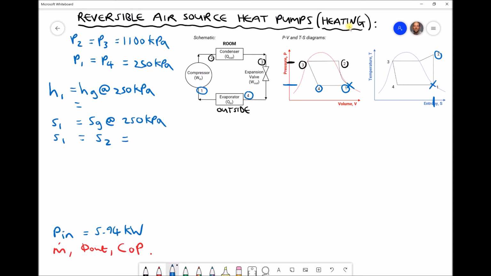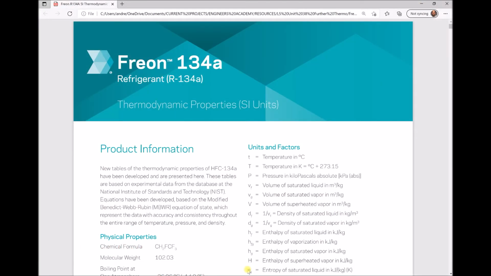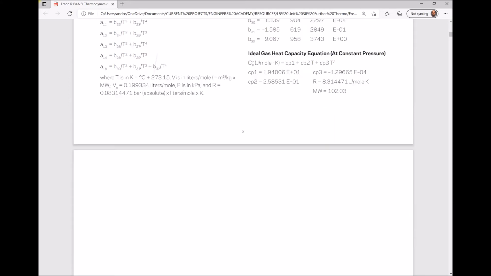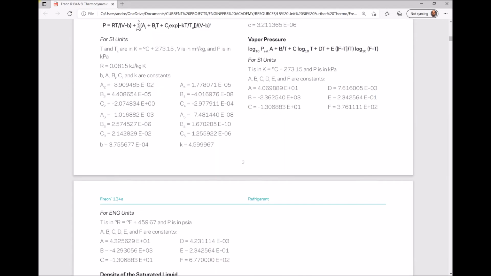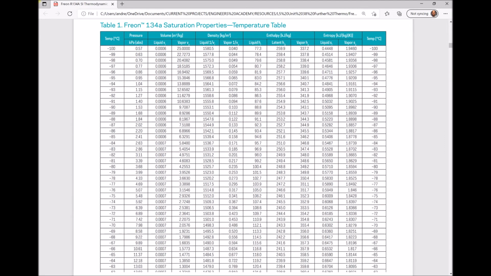So let's refer to that document now. We're looking for Hg and Sg at 250 kilopascals. So here we have the thermodynamic properties document for Freon R134A. And the first few pages give us additional information about the refrigerant. And when we get to page 5 here, we can see that we have the property tables for our saturated vapour. Now recall that we have a pressure of 250 kilopascals.